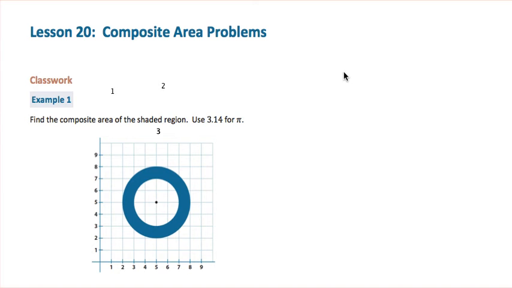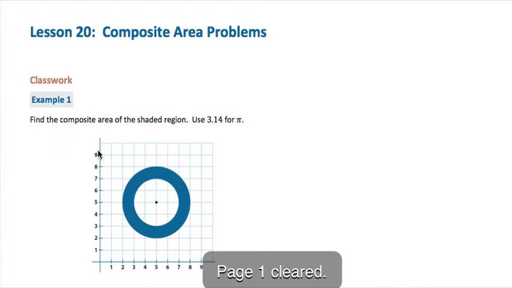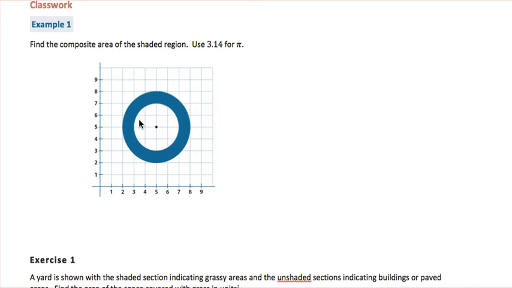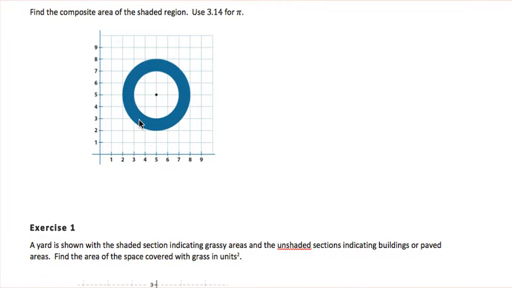Lesson 20, we're going to look at composite area problems. In our first problem, they're asking us to find the composite area of the shaded region, the shaded area. And we're going to use 3.14 for pi.